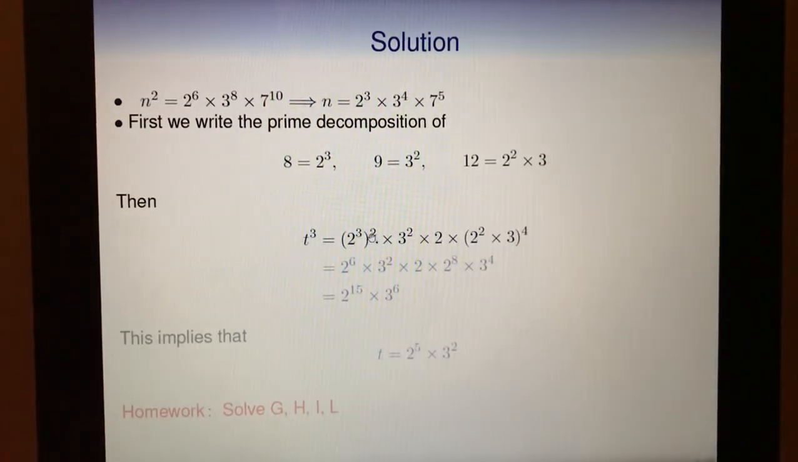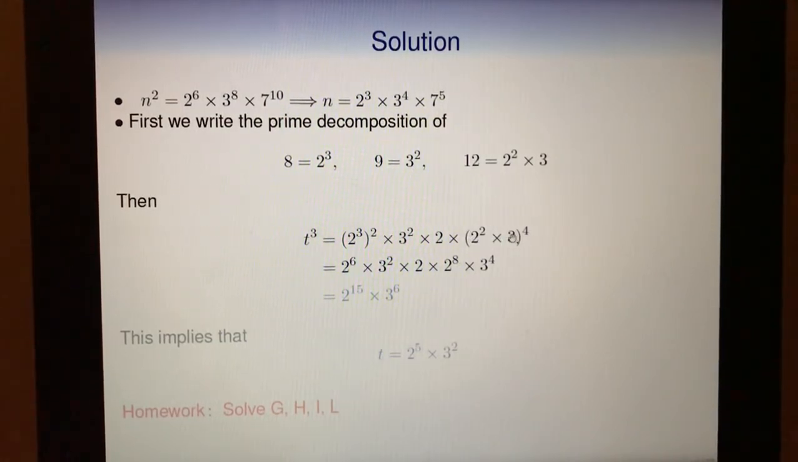So we have 8 power 2, then 8 is replaced by 2 power 3, so you will have 2 power 3 to the power 2. 9 is 3 power 2. We have 12 power 4, so 12 is replaced by 2 power 2 times 3, to the power 4. Now a second step is to cancel the parentheses by multiplying the powers by each other. So 3 times 2 is 6, 2 times 4 is 8, 1 times 4 is 4.